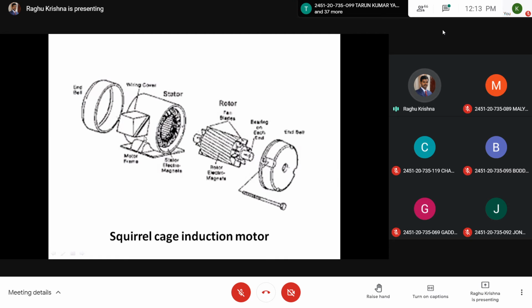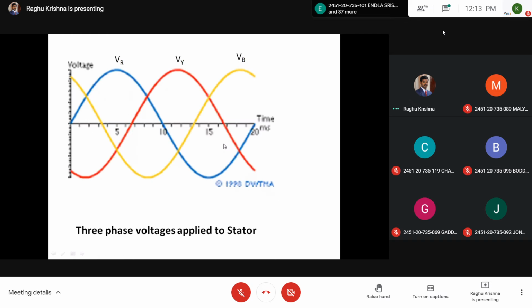Next you can see all the parts here. So rotor, this is the stator. Inside this you have this rotor. This is the three-phase voltage applied to the stator winding. So due to this you are going to get the rotating magnetic field.